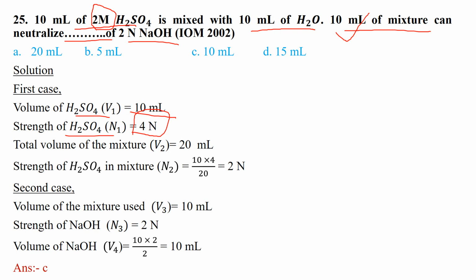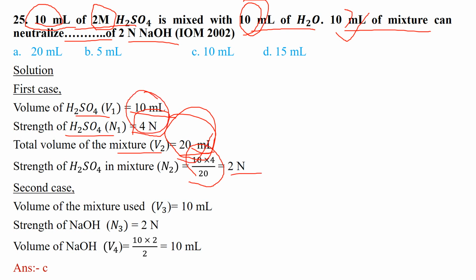Then the total volume of the mixture will be 20 ml. How is this 20 obtained? Here is 10 ml of water and here is 10 ml of H2SO4. 10 ml of water is added to 10 ml of H2SO4 having concentration 2 molar. So total volume will be 10 plus 10, that is 20. Then strength will be 10 into 4 divided by 20, that is 2 normal. Just use the normality equation. Then the volume of the mixture used is 10 ml.